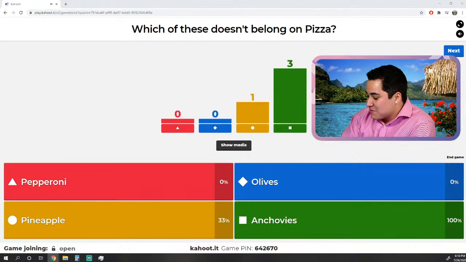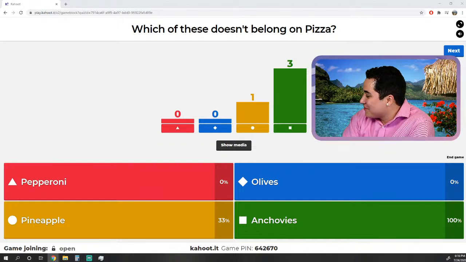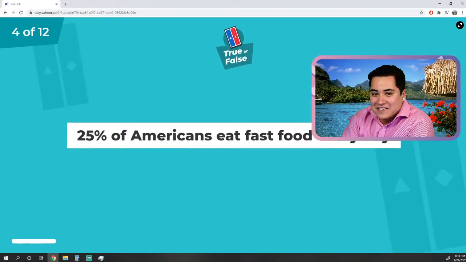Yeah, anchovies. I'm glad none of you guys... Oh, wait, no. Pineapple deserves to be on pizza forever. Anchovies. Disgusting. Don't ever put it on.